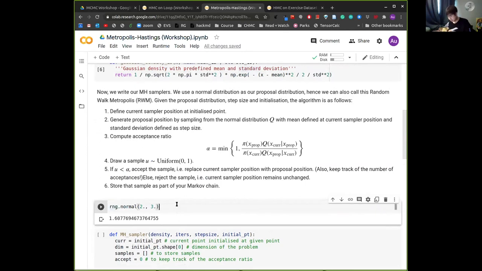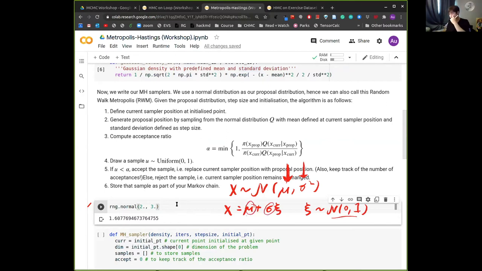Just a little trick here. Maybe I can write it down for everyone to see. If you sample x from a normal with mean mu and variance sigma squared, this is the same as sampling a psi from a standard normal (0, 1), and then x equals mu plus sigma psi. These are the same thing. So instead of sampling from a Gaussian with mean mu and sigma squared as your variance, you can just sample from a standard Gaussian, add mu, and multiply by sigma externally. It's the same thing. Here we want to choose our step size as defined by our standard deviation.